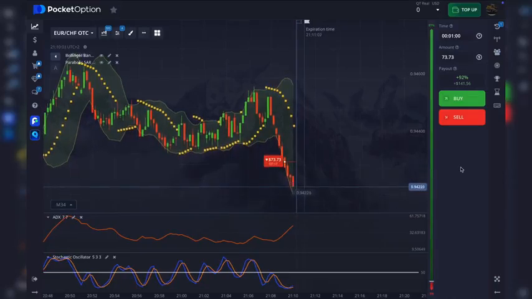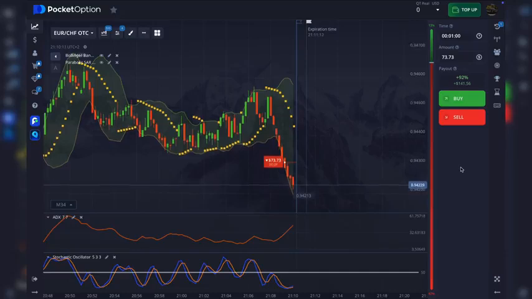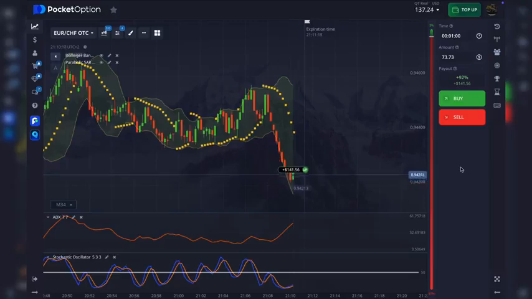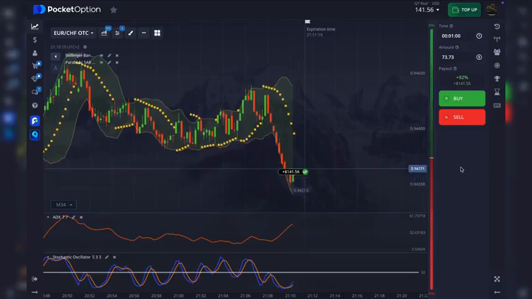And as you can see, the signal is working pretty well. So the price is dropping nicely and not a single green candle yet. So I'm hoping this trade will close in profit without any problems. A couple of seconds left. And as you can see guys, one more trade is closing in profit. And now we can continue.